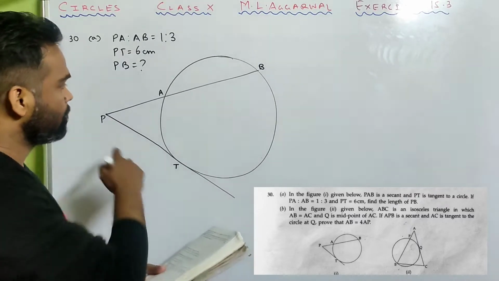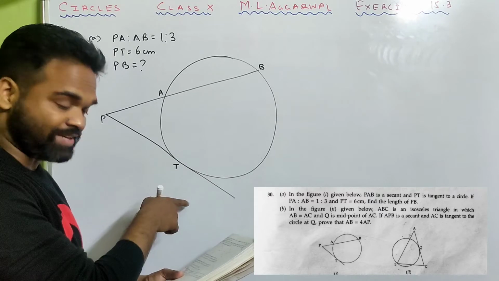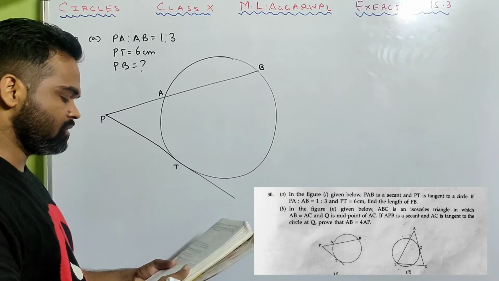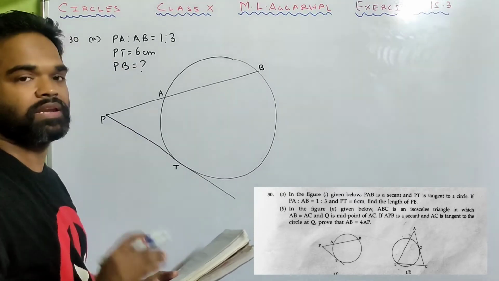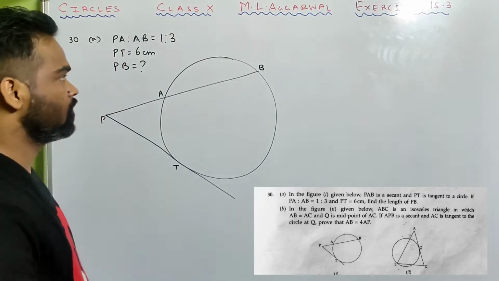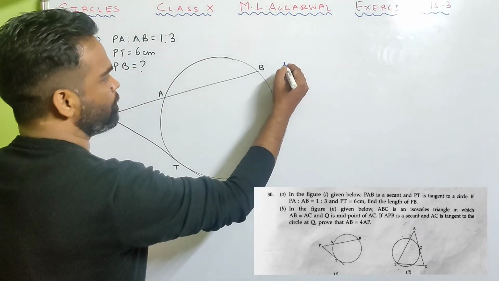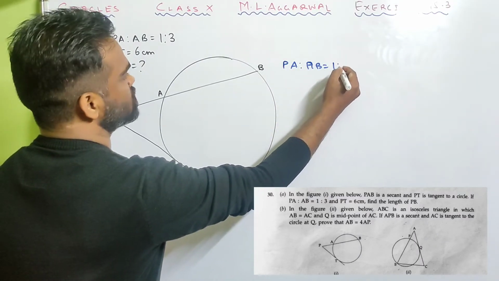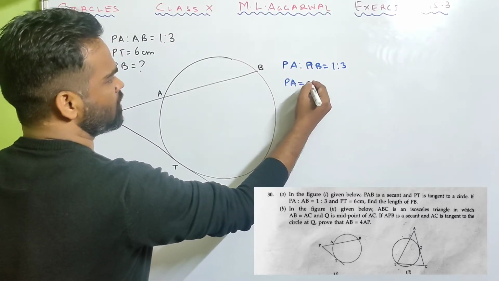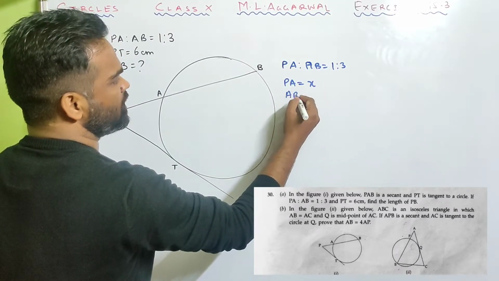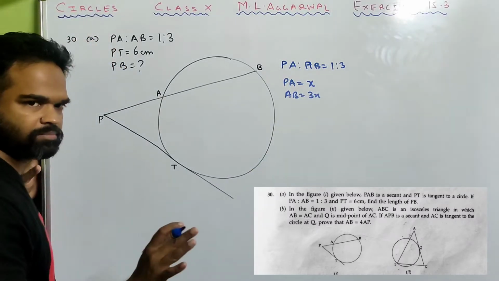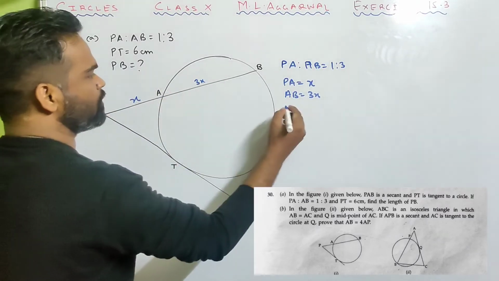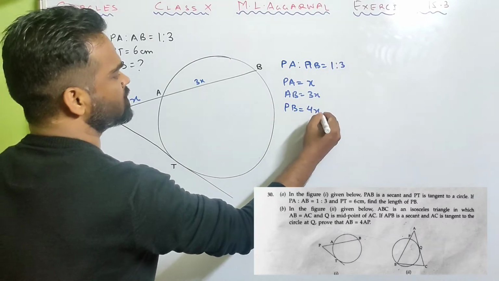In the figure given below, PAB is a secant and PT is a tangent to a circle. If PA is to AB is 1:3, and PT is 6 centimeter, find the length of PB. Very easy. Look over here. First of all, PA is to AB is given as 1:3, which means can I write PA as x and AB as 3x, where x is the common factor? Definitely. So PA is x and AB is 3x. So what is PB? PB will be 4x.